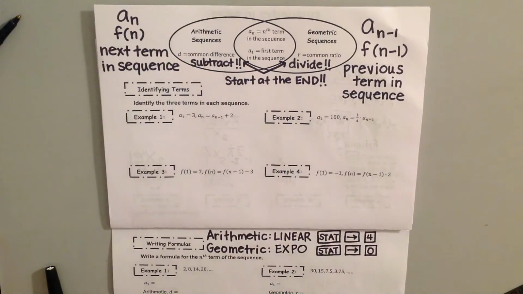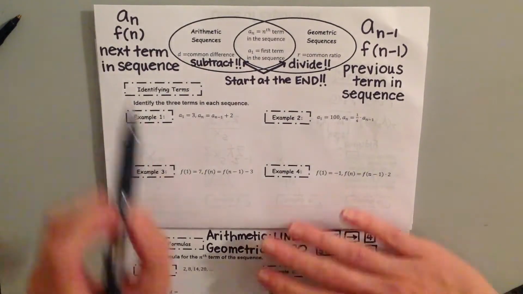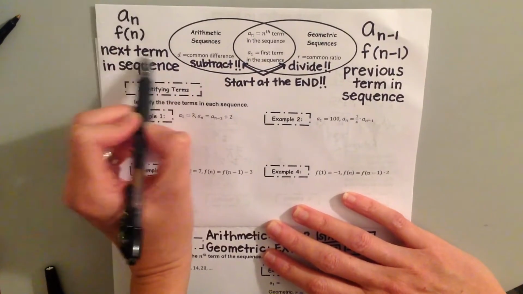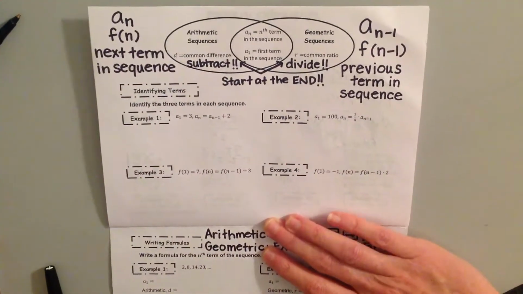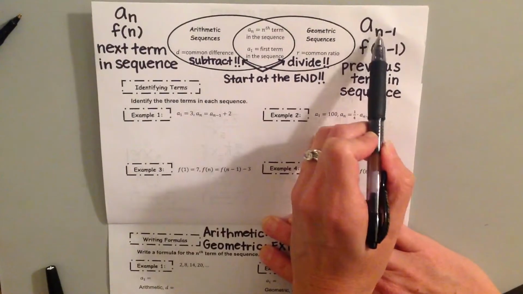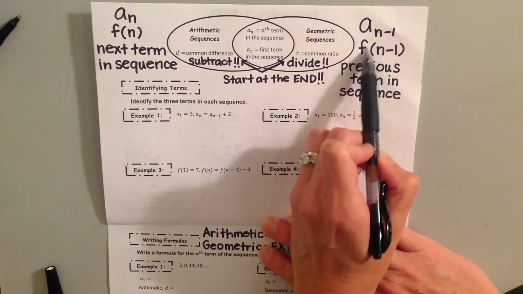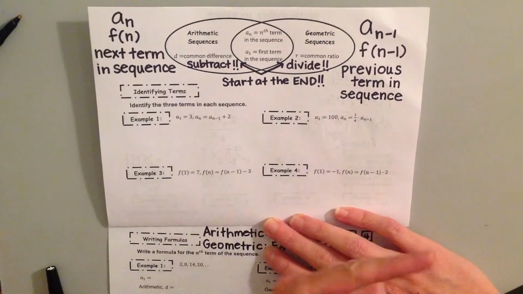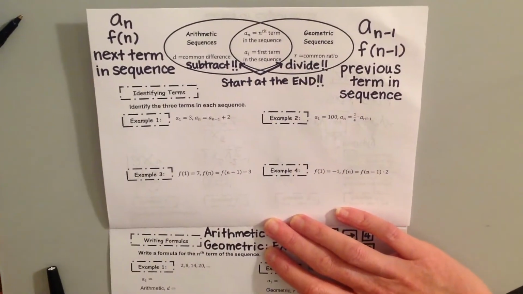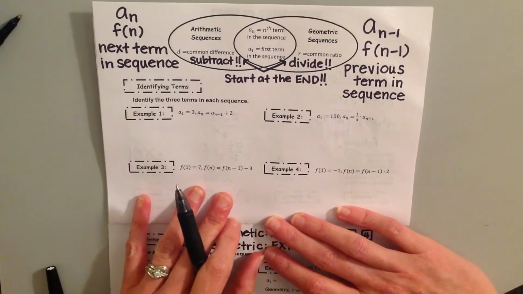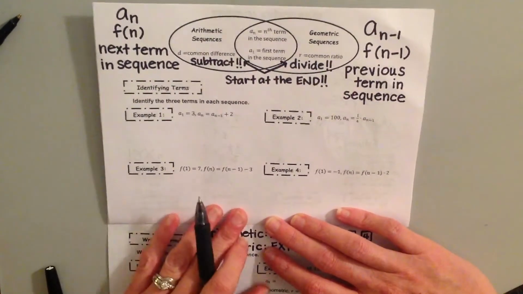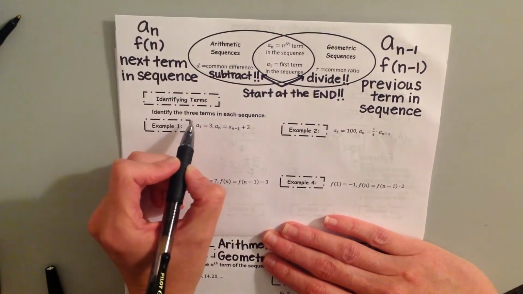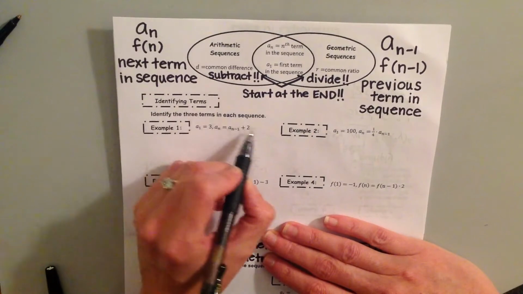Now, I want to point out some notation just as a review. A sub n and f with an n in the parentheses is always talking about your next number, your next term in the sequence, okay? A sub n minus 1 is the same as seeing f of n minus 1. Those are the previous terms, so the number before the number you're trying to find in your formula. So those notations may show up, so you just need to be able to recognize those notations for sequences.